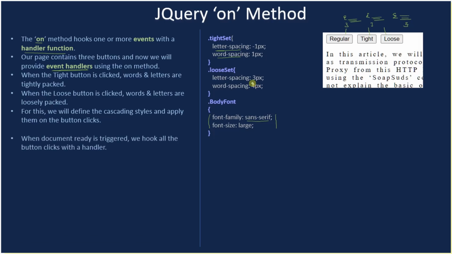When document ready is triggered, this ready itself is an event. When this ready event is triggered, that means when all the DOM trees are constructed, ready will be fired, and when it is fired, we hook all the button clicks with a handler. So first there will be an event. The event is the ready event, and inside the ready event handler we will provide code to hook the button click with the handler function.